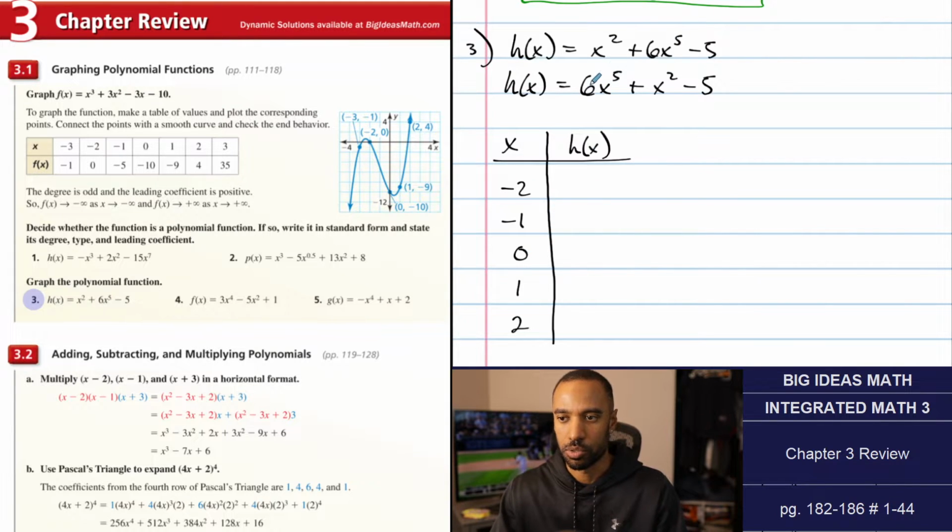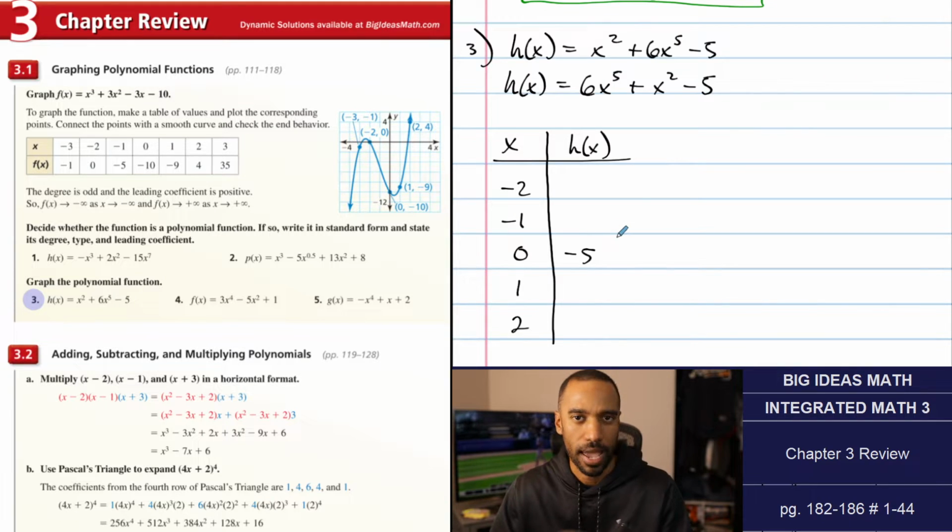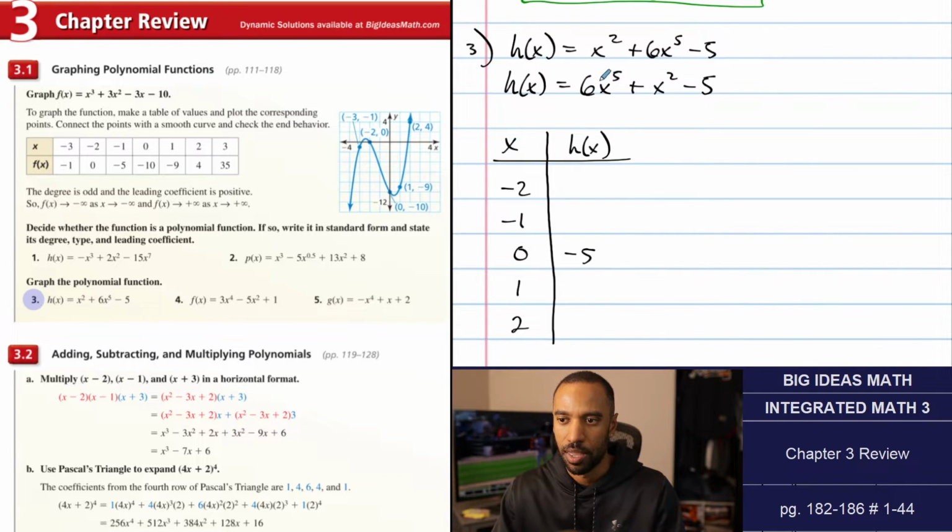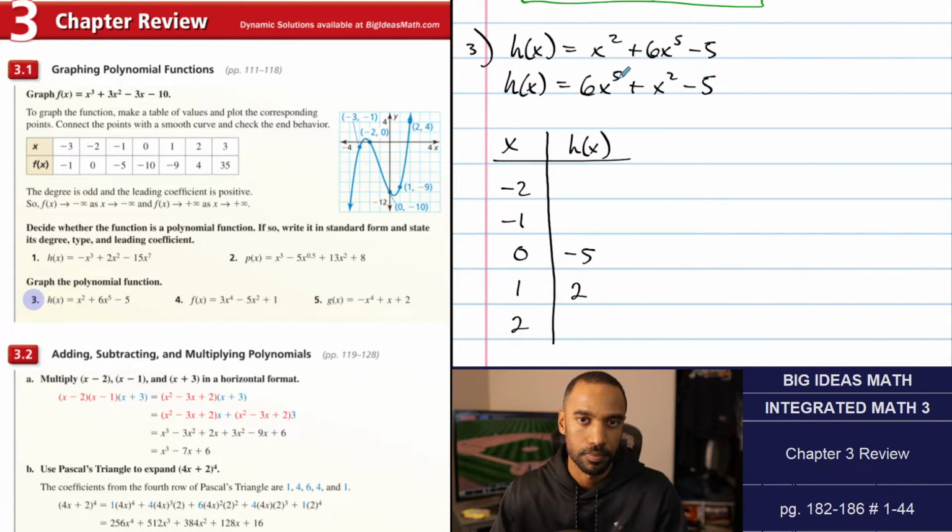All right, let's start with x equals 0. That becomes 0 plus 0 minus 5, which is negative 5. It's the y-intercept. We should get pretty used to that one. We plug in 1. 1 to the 5th is 1. 1 squared is 1, things like that. So this becomes 6 plus 1 minus 5. 7 minus 5 is 2. Now 2. 2 to the 5th. And remember, order of operations. We do exponents first and then multiply second. 2 to the 5th, 32. Times 6 is 192. Plus 4 is 196, minus 5 is 191.